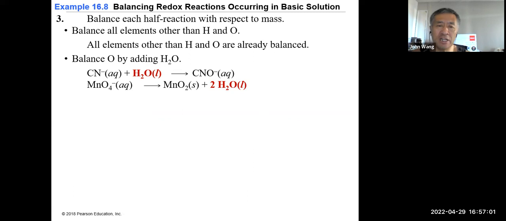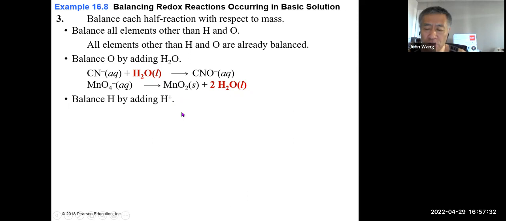Similar story for this second reaction. Before we add in these two H2O, we know the Mn is balanced with one Mn, but oxygen is not: there are four oxygen and two oxygen, so we add in two water. Now the atoms are balanced, except the H. To balance the H, you don't use H2 or something else, just use H+. For the first equation, there are two H on the right, so you add two H+ on the left. For the second equation, you will have two times two, four H, so you add four H+ on the left. So two H+, four H+.